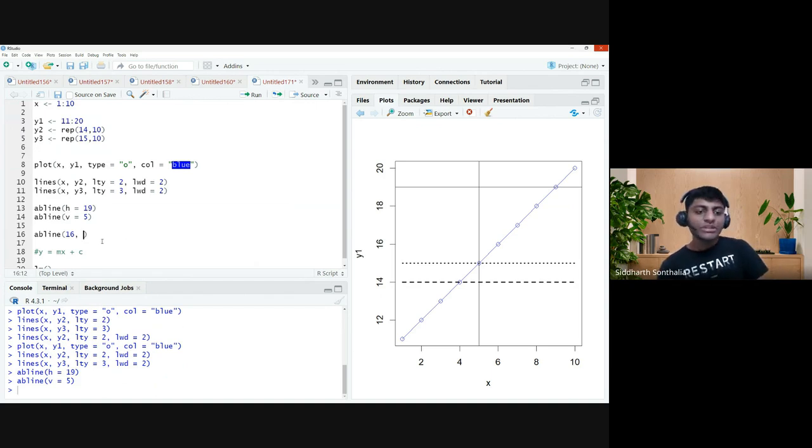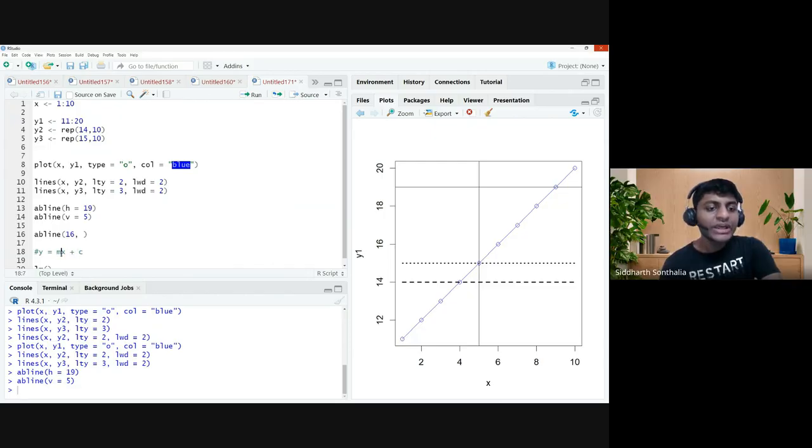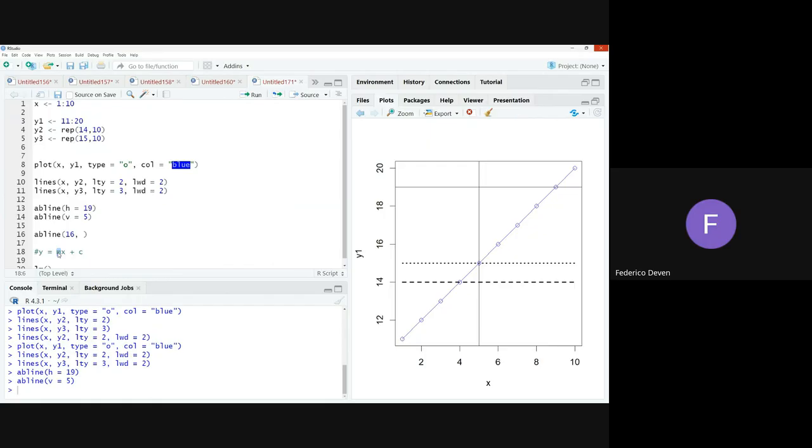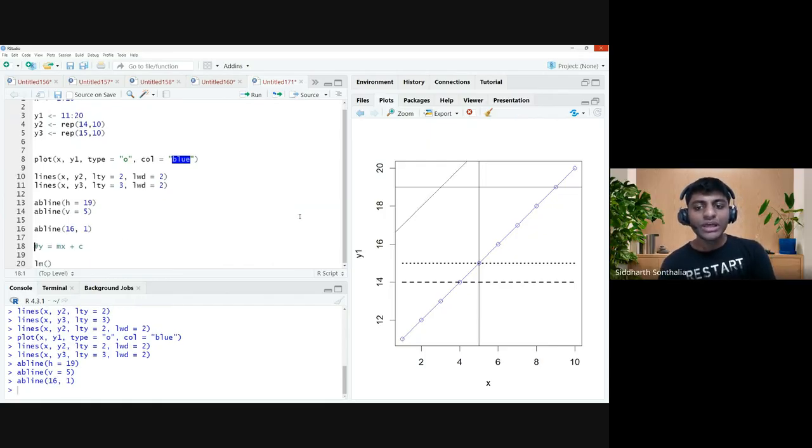Remember, we had y equals mx plus c as the equation of a straight line, where c was the intercept and m was the slope. For example, I want a line to have an equation where c is equal to 16 and m is equal to 1. Then I can just pass 16 comma 1 as the arguments, and it will draw this line for me. So this line has an equation of c equals 16 and m equals 1.